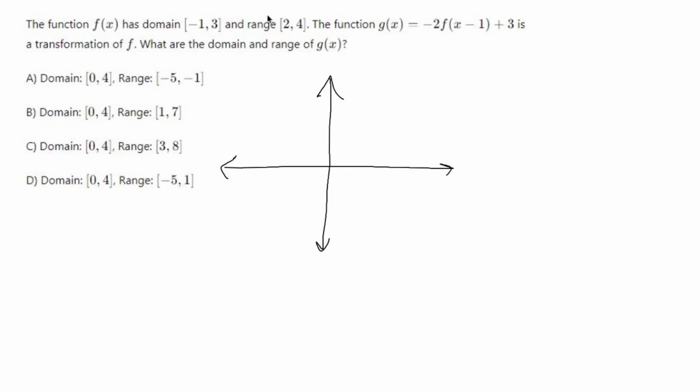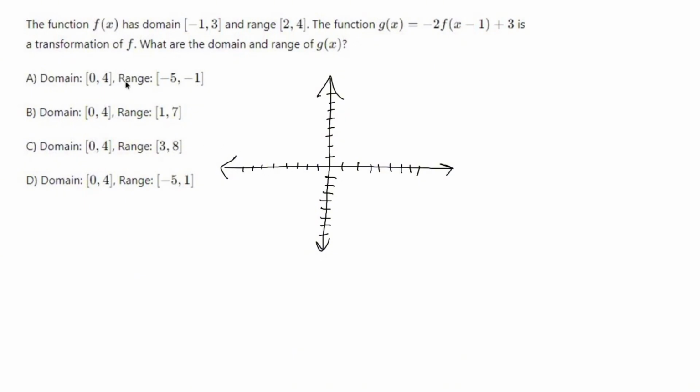So let's go out to 1, 2, 3, 4, 5, 6, 7, 8. Let's go out to 8 because that's the largest number that we see in the multiple choice options here. So let's just stick with that. 1, 2, 3, 4, 5, 6, 7, 8 on each axis.